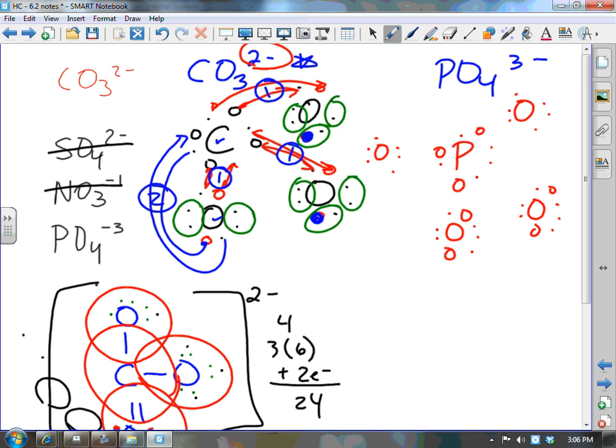So just start picking here. Share and share back. Let's see here. Share and share back. And let's do a third one here. Share and share back. Now, 3 of the oxygens have been bonded to the phosphorus, and they each need 1 extra electron. The 4th oxygen hasn't been touched yet, so it still needs 2.